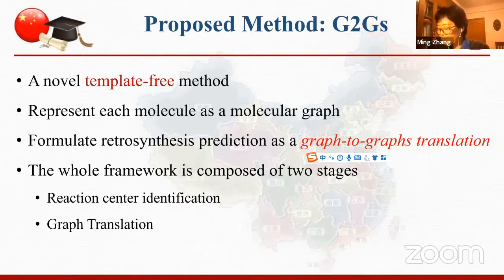So we propose a new model, which is called G2G. This is a novel template-free method, and it represents its molecules as a molecular graph. And it formulates retrosynthesis prediction as a graph-to-graph translation.